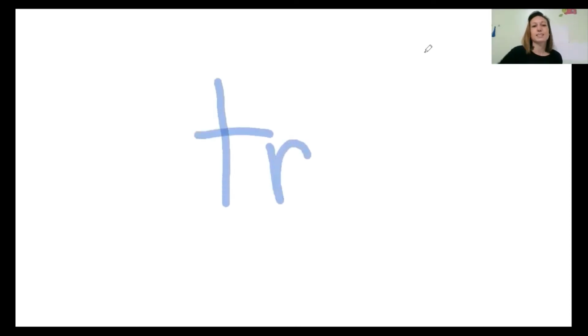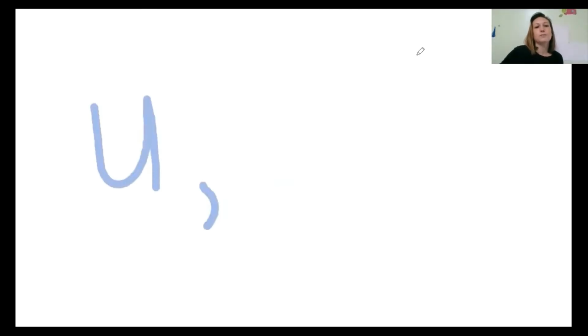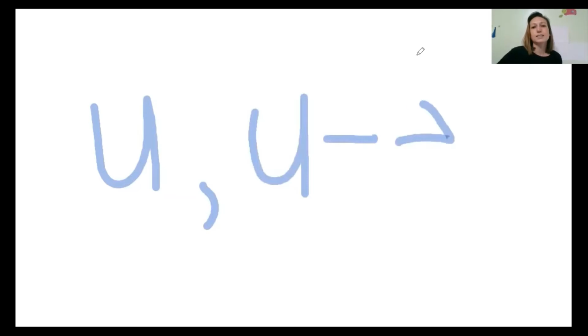Number two, one way to write the blend in trip. And what did you write? T, R. T, R is our blend in trip. Number three, two ways to write u. And what two ways do we know to make the u? You can have U by itself, or you can have U consonant E. Two ways to make u: U or U consonant E.